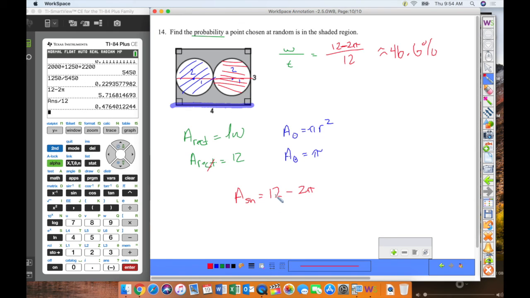So the area of the shade is 12 minus 2 pi, and we figured that out. We didn't round it because we don't round until we're done. Divided by 12. So cool, man.